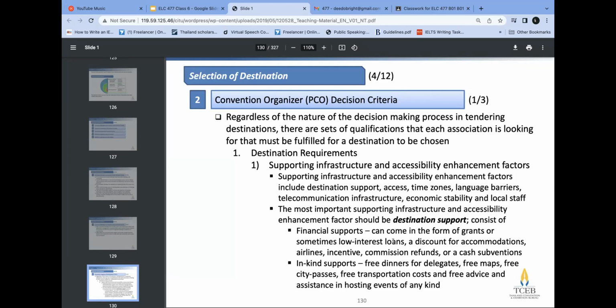This is a detail: airline, or even incentive commission refund or cash subvention. So it talks about money here. If you're using some kind of credit card or loan, we have to make sure it does not cause a problem later. In-kind support means free dinner for delegates, free maps, a free city pass, free transportation, and free advice or assistance with housing for events of any kind.